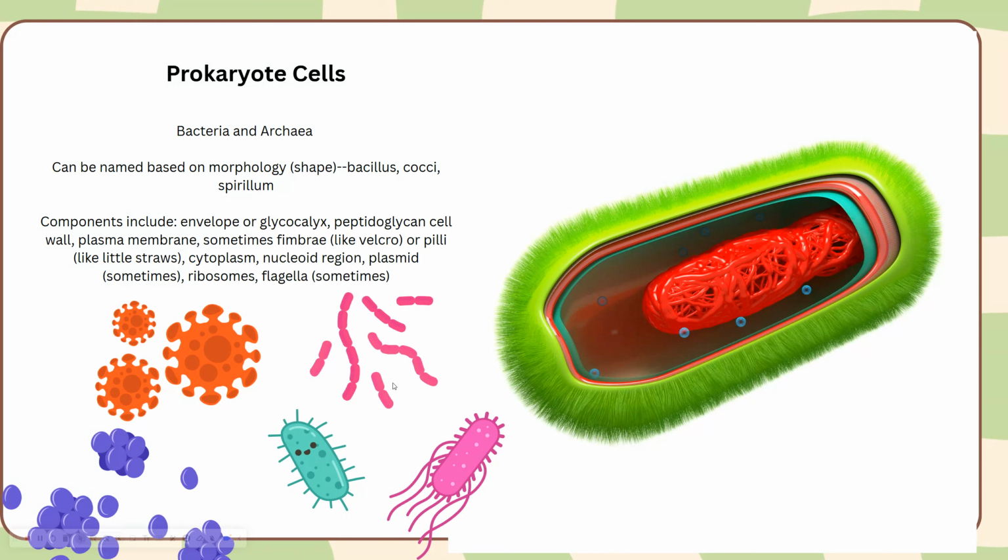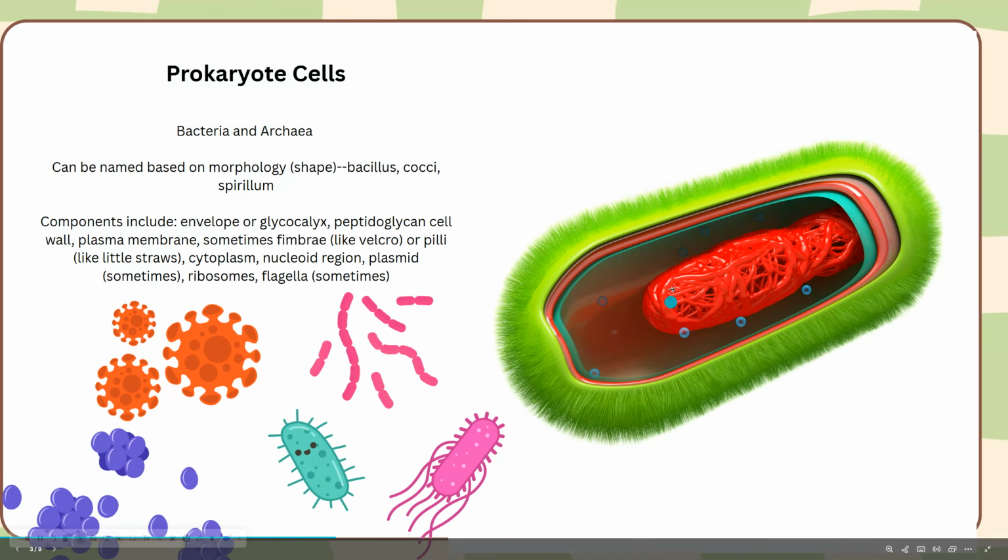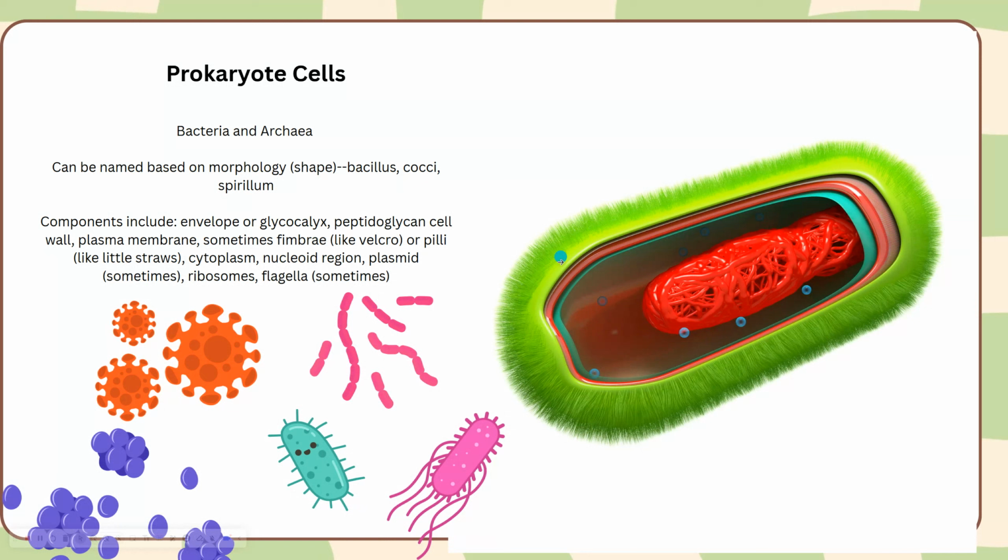The components of prokaryotic cells are the envelope. It's also sometimes called a glycocalyx. It's made of this sugary substance on the outside. Then we have a peptidoglycan cell wall. That cell wall, again, made of that protein sugar base, then protects the plasma membrane. And in our big picture, the envelope is the lime green, the wall is this purple or reddish line, and then the sort of teal green would be the plasma membrane.